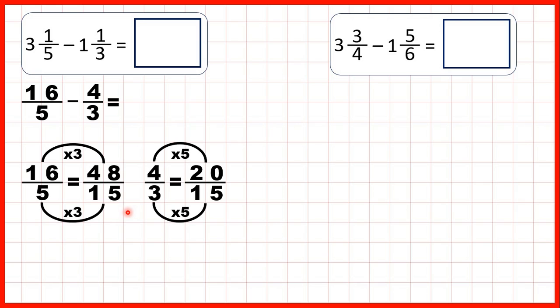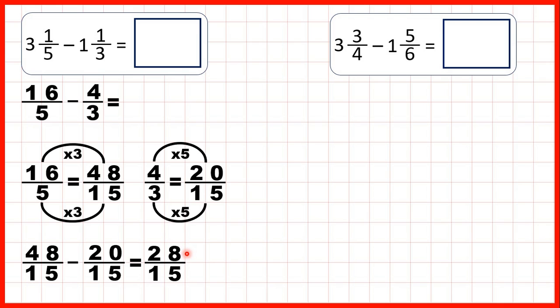So now we can rewrite our question. Instead of 3 and 1/5 or 16/5, we can write 48 over 15. And instead of subtracting 1 and 1/3 or 4/3, we can subtract 20/15. So now we have a common denominator, and the denominator stays the same in our answer. 48 minus 20 is 28, so as an improper fraction, our answer is 28 over 15.